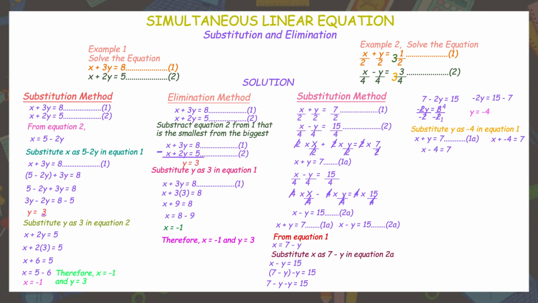Our x is equal to 7. When this becomes plus 4, our x is equal to 11. x is equal to 11. So that is it for the substitution method. Now for the elimination method.